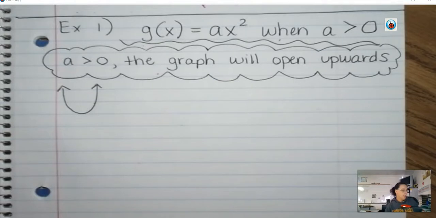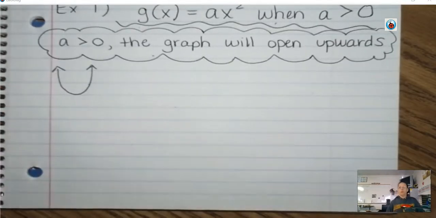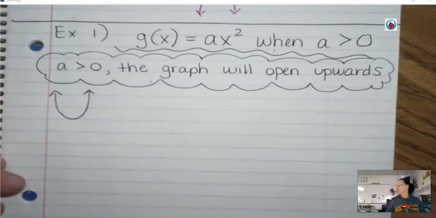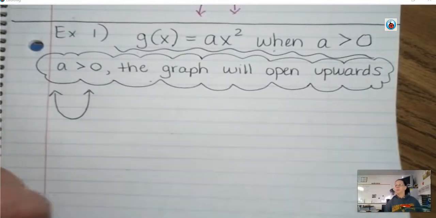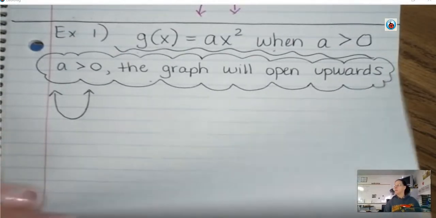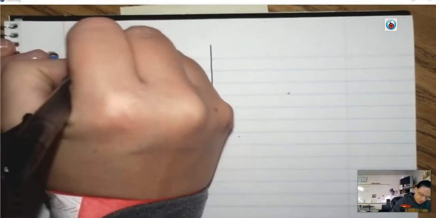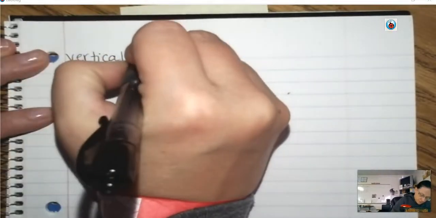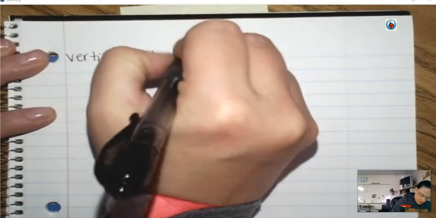Okay, we're going to talk about vertical stretches and vertical compressions, but I don't think I'm going to have enough space, so I'm going to go to another page. I'm going to make sure everyone has this. Okay, that a value will do two different things. I'm going to split my paper in half. It will either cause a vertical stretch or a vertical compression.